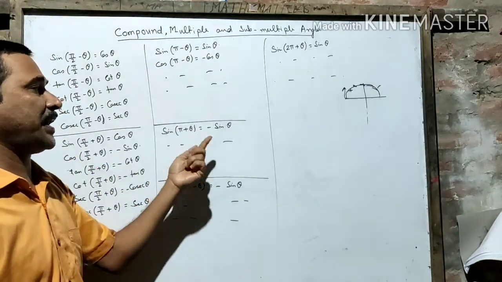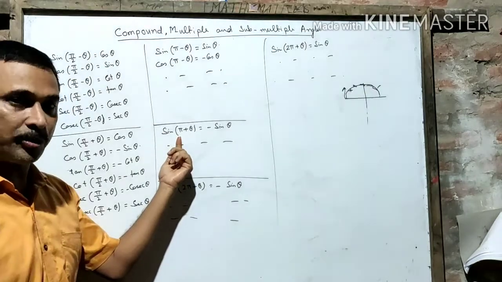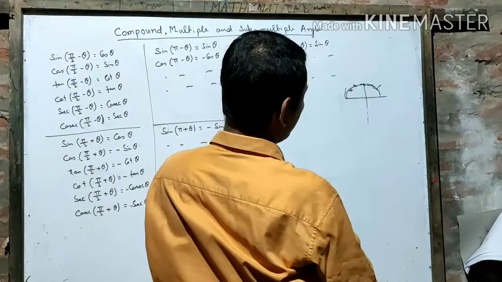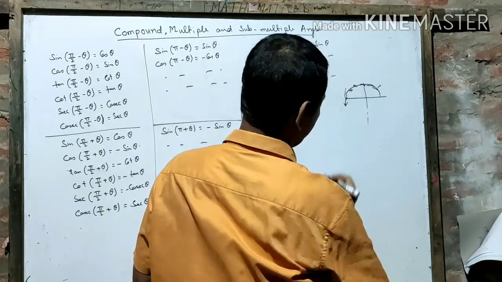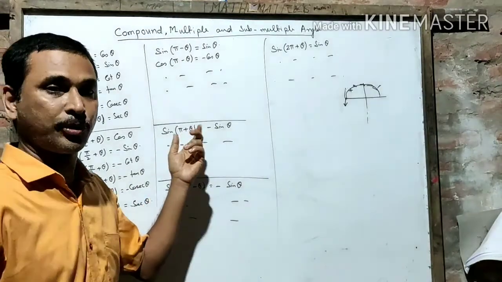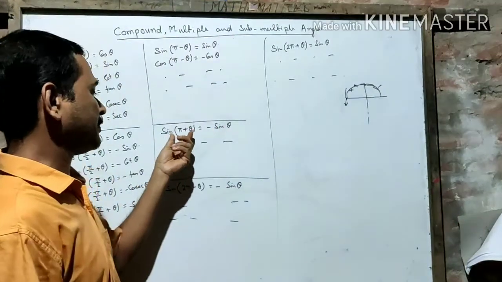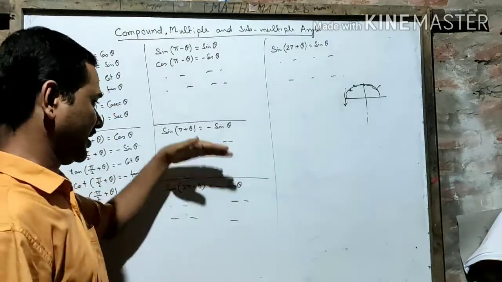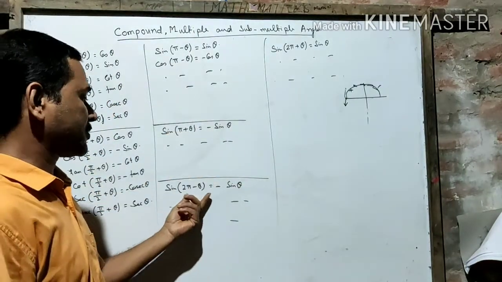Then sine of pi plus theta. Pi is 2 into 90, no change in the trigonometric ratio, and pi plus theta is in the third quadrant. So no change, third quadrant. Sine of pi plus theta: no change, sine theta, and in the third quadrant sine is negative, so minus sine theta. Do the rest. Sine of twice pi minus theta.